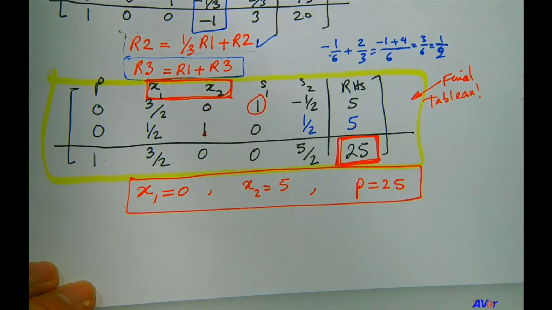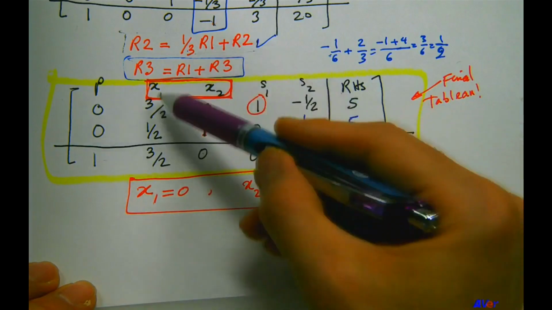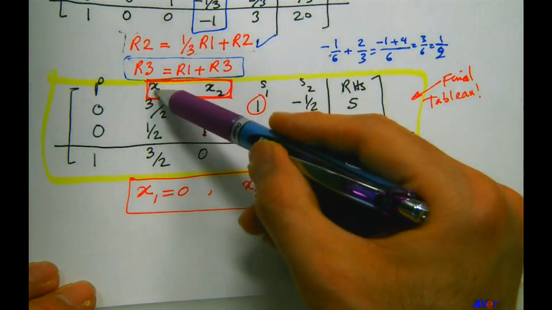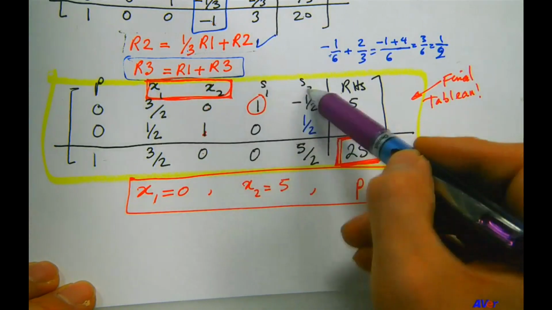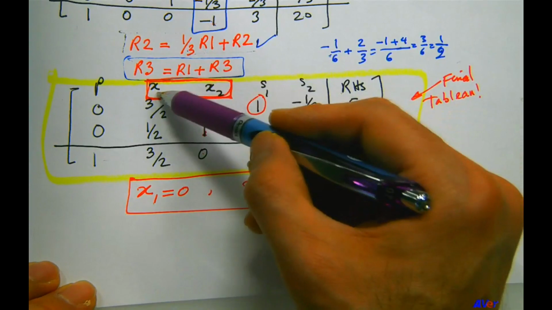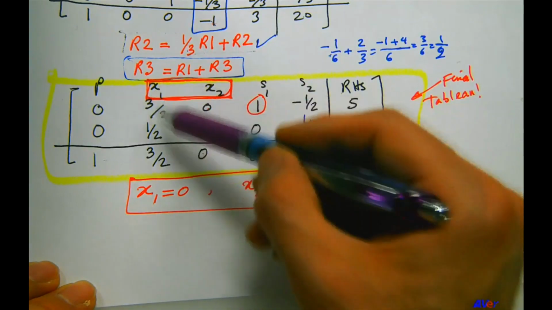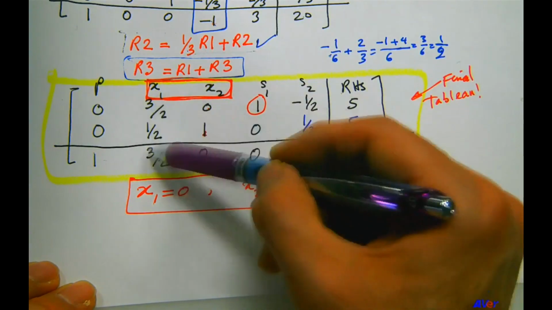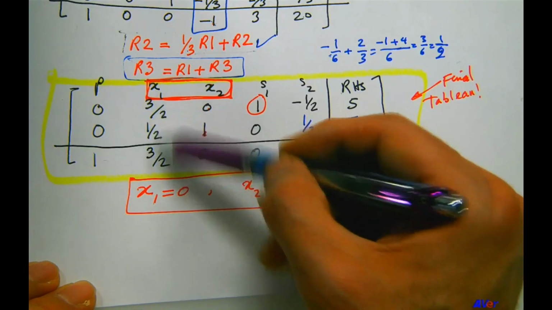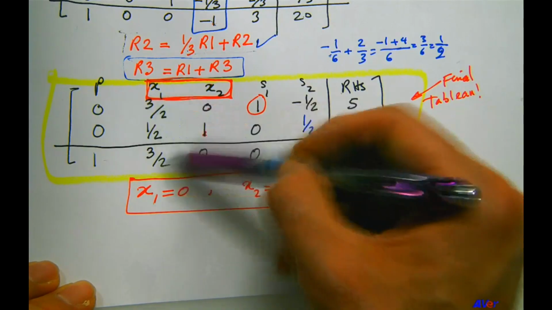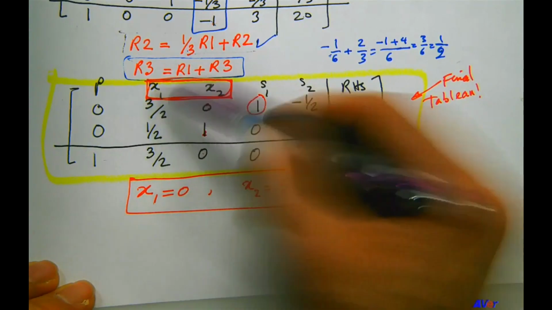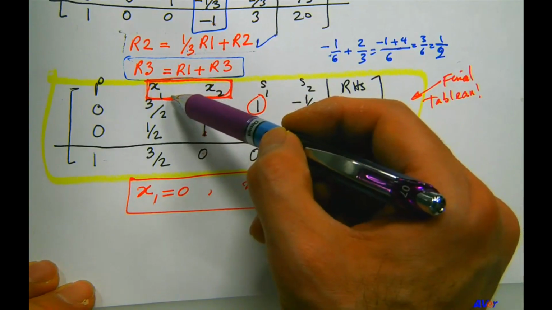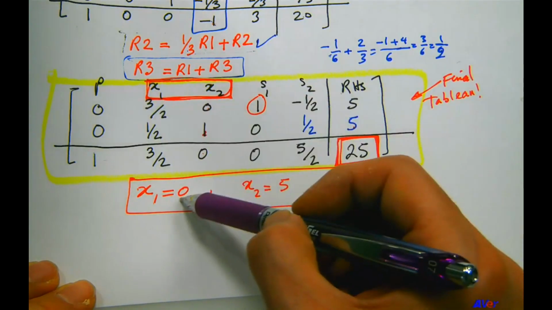For the minimum problem, it's going to be different. But for the maximum problem, this is what you do. You look under each non-basic variable. x1 and x2 are non-basic. s1 and s2 are basic variables. So under x1, the numbers are all over the place: 3 halves, 1 half, 3 halves again. If you see numbers all over the place like this, then it doesn't matter which one of these this is. The value of that variable is going to be 0.